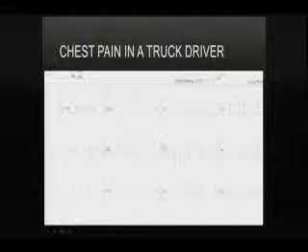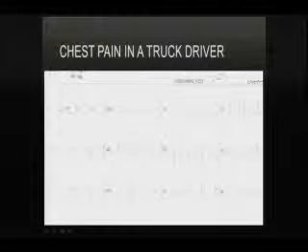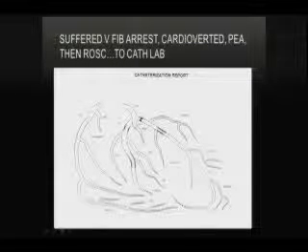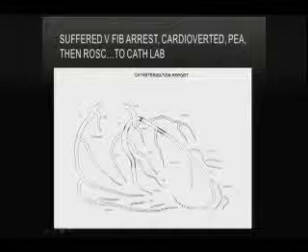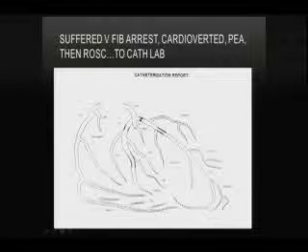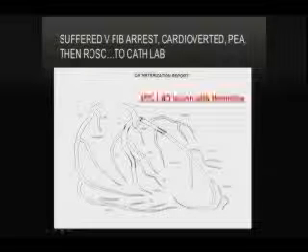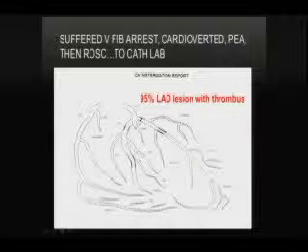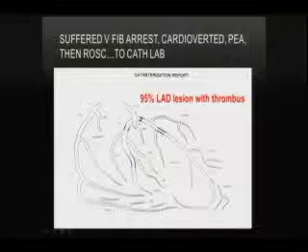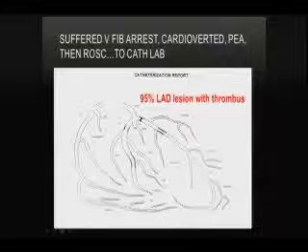This was a gentleman who was a truck driver driving through Columbus, developed some chest pain, called the squad, and this is their first EKG. That does show ST elevation. There's some pretty big ST depression. So he actually, in the squad, had a VFib arrest, was cardioverted, briefly went into PEA, and then had a return of spontaneous circulation, pulled into Grant talking to us. He went to the CATH lab and had a 90% LAD lesion, which you can see on the CATH report here, with a thrombus.